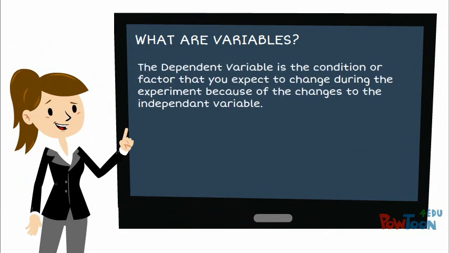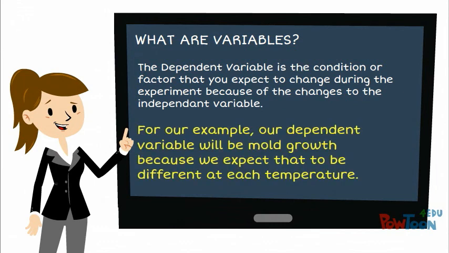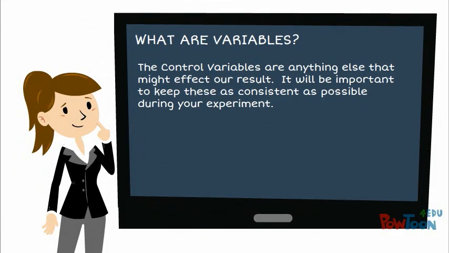The dependent variable is the condition or factor that you expect to change during the experiment because of the changes to the independent variable. For our example, our dependent variable will be mold growth because we expect that to be different at each temperature. Finally, the control variables are anything else that might affect our result.